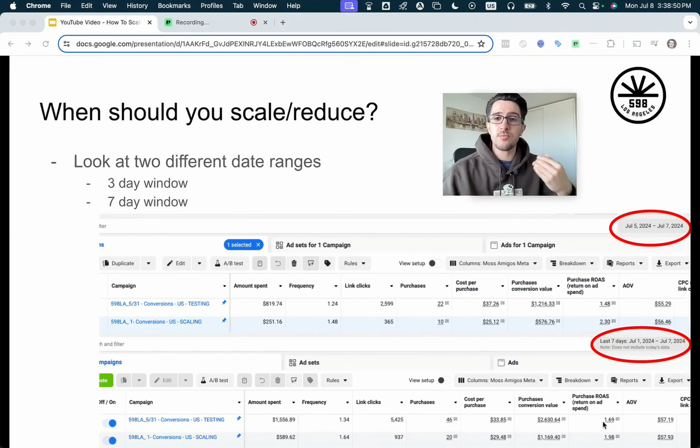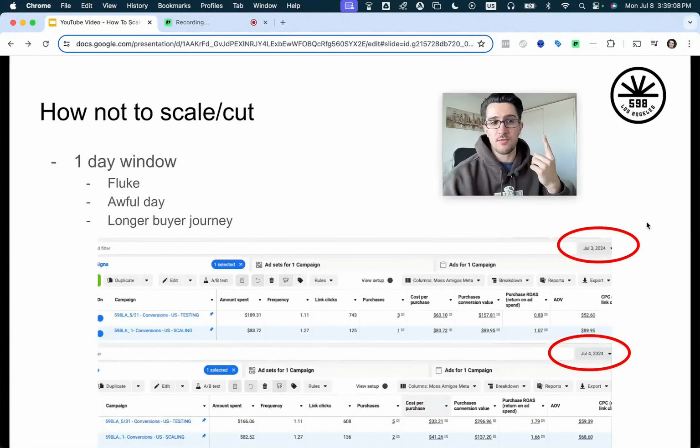And I can comfortably increase that budget knowing that it's been going in the right direction for the past 7 days. So why is this important? You need to be able to have enough data in your account in order to make these decisions. And what we want to avoid is making decisions off of 1-day information.